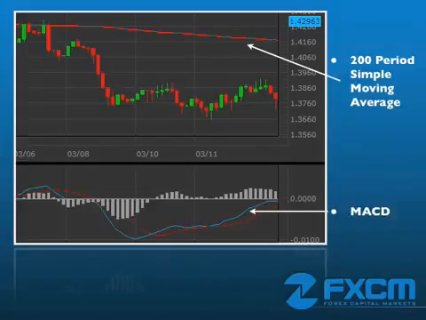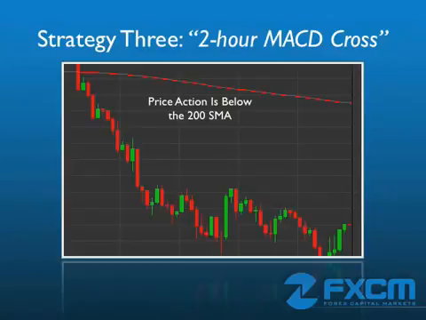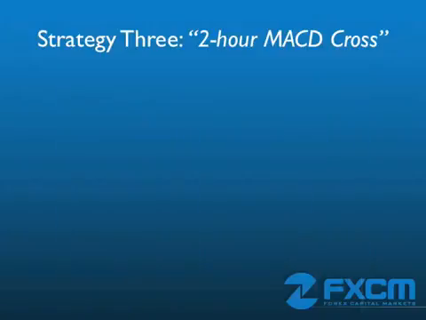If the price action is above the 200-period moving average, like it is here, the pair is currently in an uptrend. If the price action is below the 200-period moving average, like it is here, the pair is currently in a downtrend. That's really the only purpose of the moving average indicator in this strategy. Most of the time, we'll be focusing on the MACD indicator, which will provide us with our buy and sell signals. Here's an outline of what we will look for with the MACD indicator.